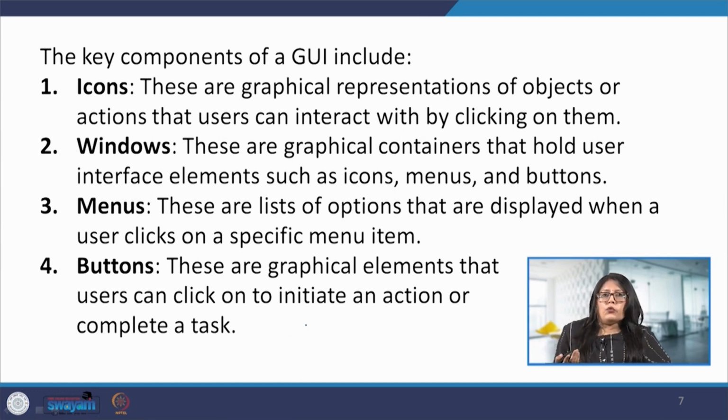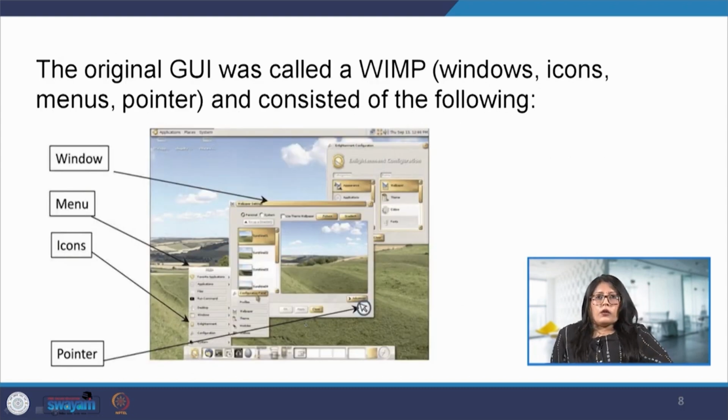Then the third is the menu, which is basically a list of options that is displayed when the user clicks on the menu. These menus can even have menus lower in the hierarchy underneath the main menu. And then the buttons. These are also elements that the user can click and some action can be taken. The original GUI was called WIMP, which stands for Windows, Icons, Menus and Pointers.